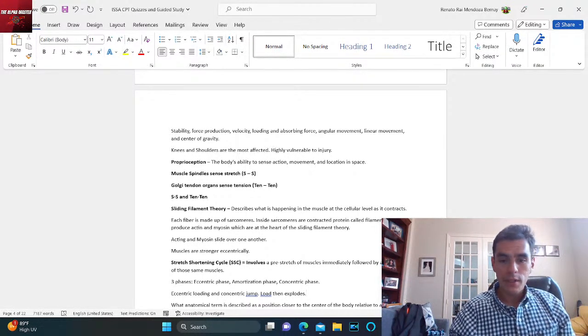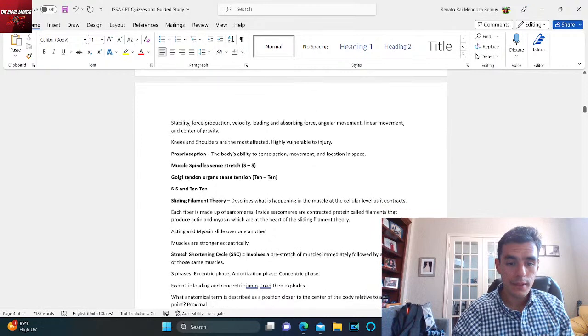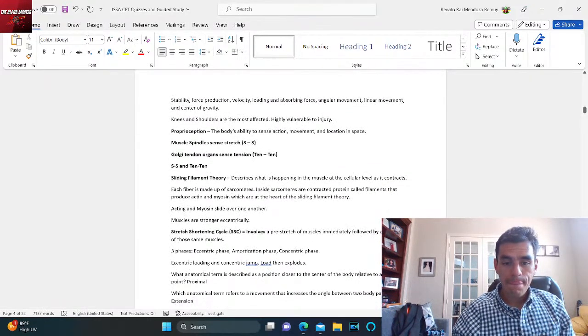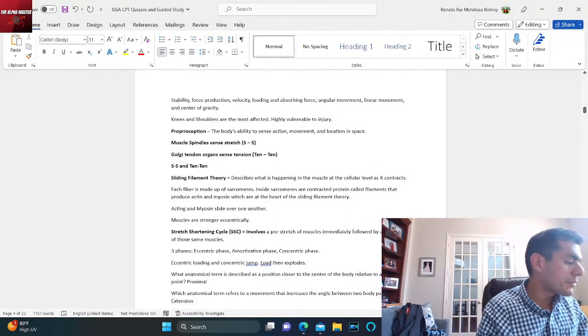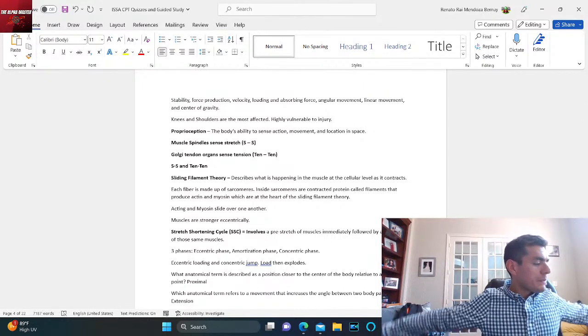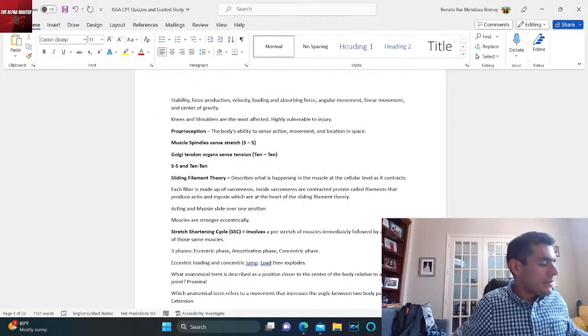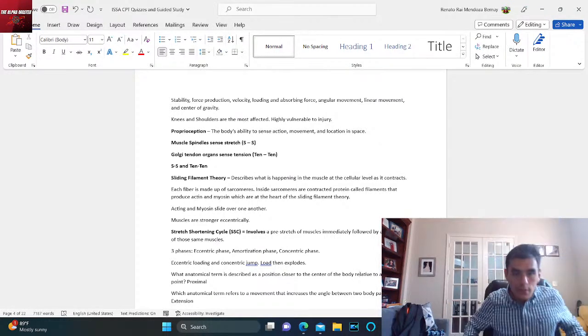Load, then explode. Proximal is a position closer to the center of the body relative to a reference point. Extension is a movement increasing the angle between two body parts. The shoulder is a joint that should have more mobility. The pectoralis major is the largest muscle of the chest.